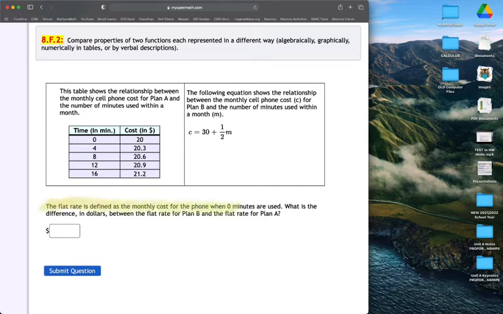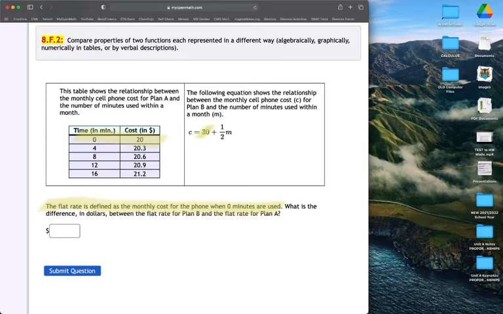So this part right here. So that's really asking for what was the initial value. So the flat rate is what the initial value was or is, or you could think of it as the y-intercept. Well, the y-intercept in the table is found right there. When the time is 0 minutes, the cost is $20. And in terms of the equation, it is that value right there. So that has an initial value of $30.